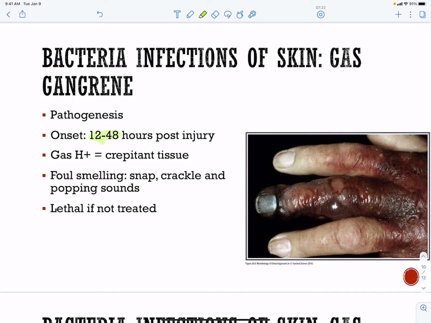It's going to have crepitant gas, crepitant tissue, which has the presence of hydrogen gas. It's going to be very foul smelling. It's going to have a snap and crackle, a popping sound when you move your fingers, for example. And this is definitely lethal if not treated.